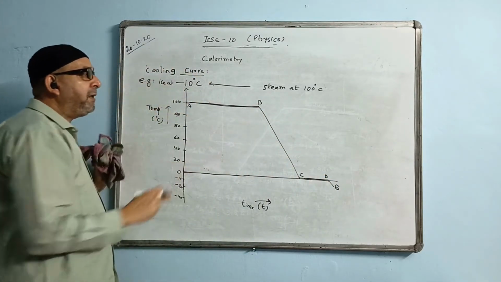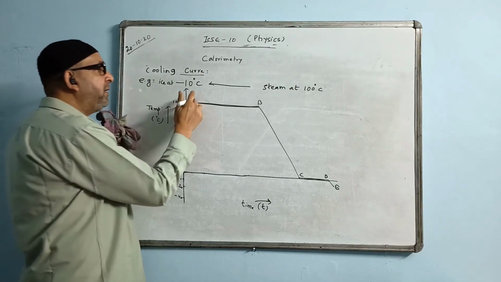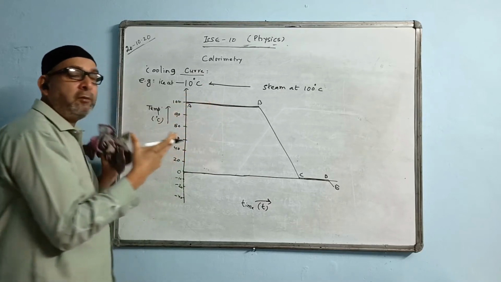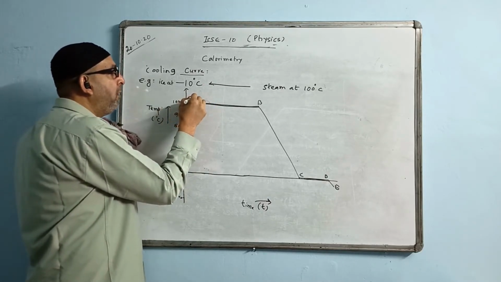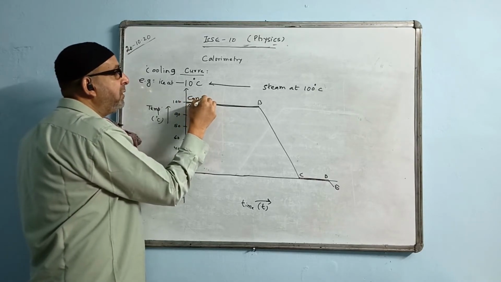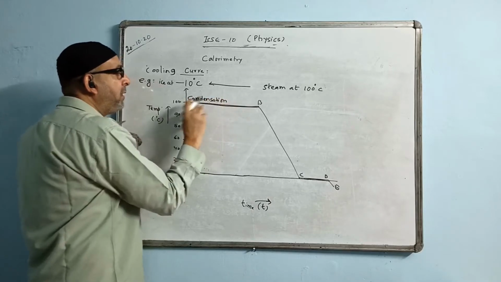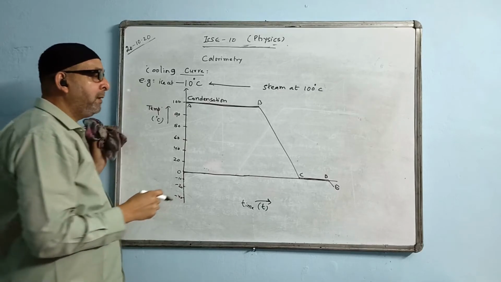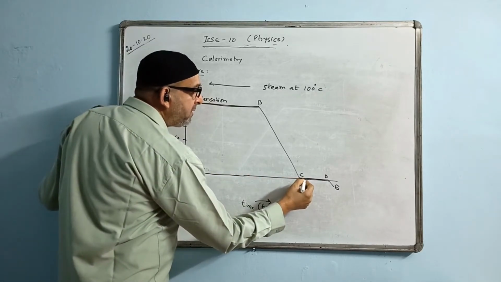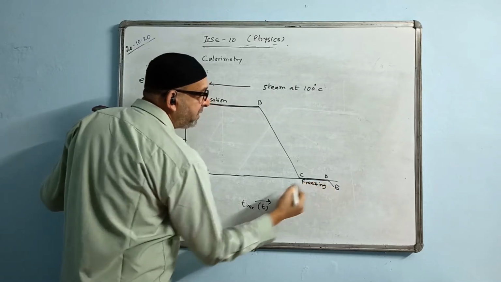What is happening in the region AB? We say cooling, that is condensation. When steam or vapor changes into liquid, we call it condensation or liquefaction, either one we can say. Now at this region, what is taking place is freezing.